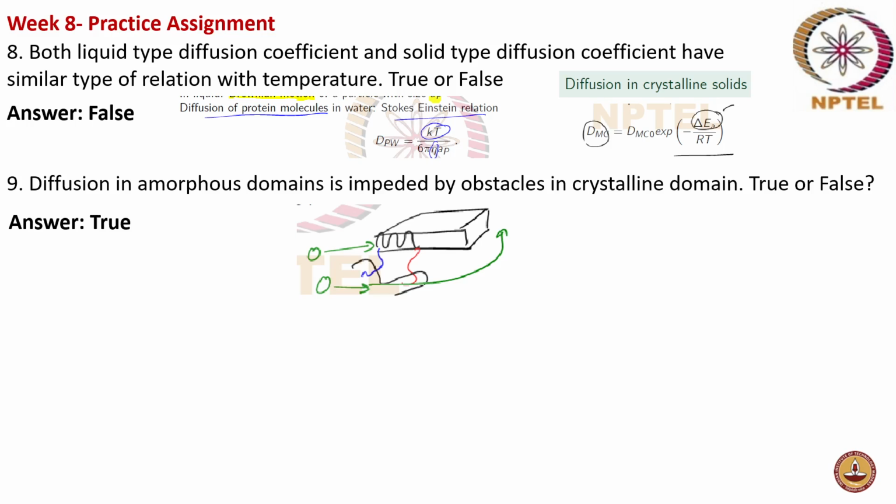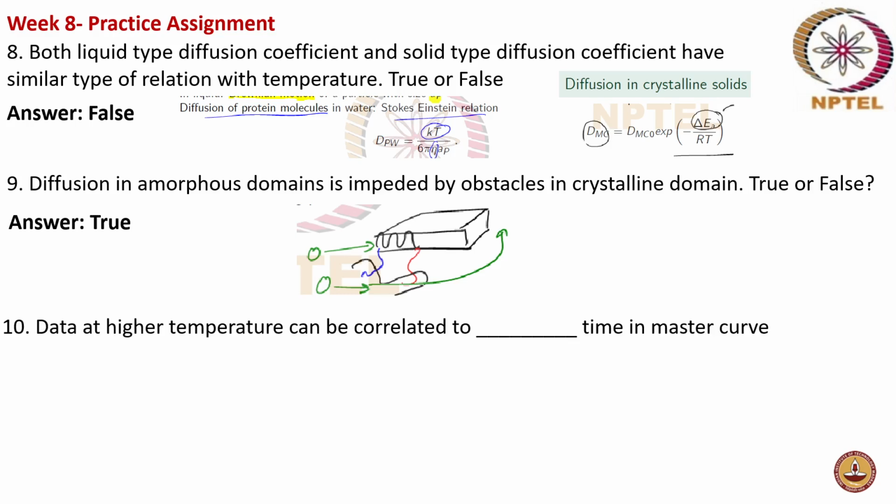So when you have crystalline domains in the polymers and you have a molecule, it may not be easy for the molecule to diffuse through these crystalline domains, and these crystalline domains act as an obstacle for the molecule to diffuse through. So the molecule has to take a much longer path through the amorphous region to diffuse from this position to this position. So crystalline domains act as an obstacle impeding diffusion of small molecules.